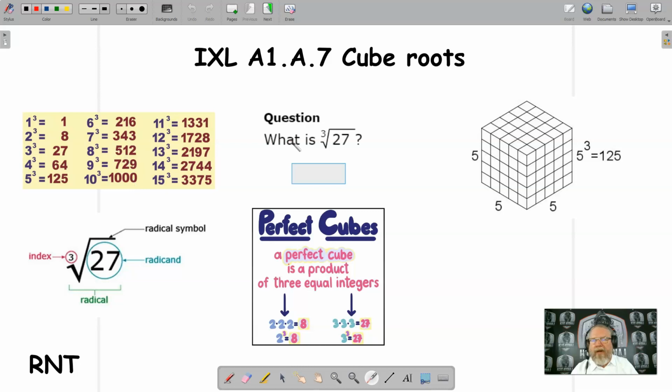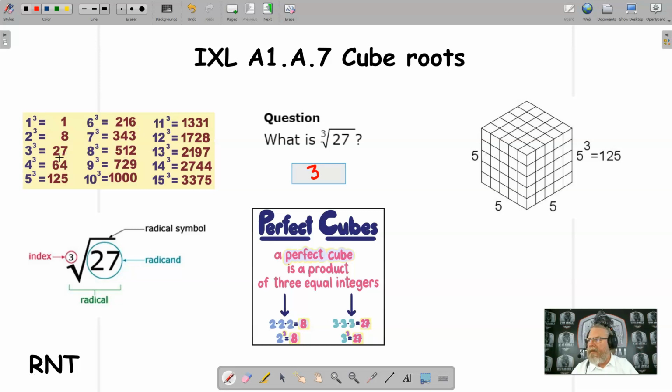And that works out really well for our first question. What is the cube root of 27? We see 3 cubed equals 27, so the cube root of 27 is indeed 3. And this means if we had a cube that was 3 units high, 3 units wide, and 3 units deep, then we would have 27 cubic units inside of that cube.